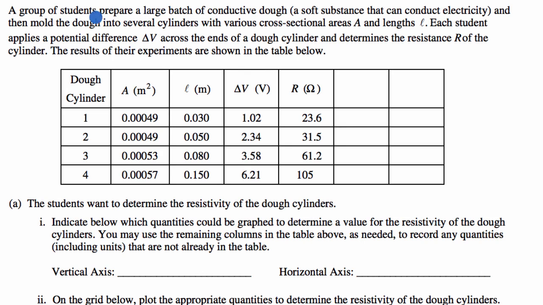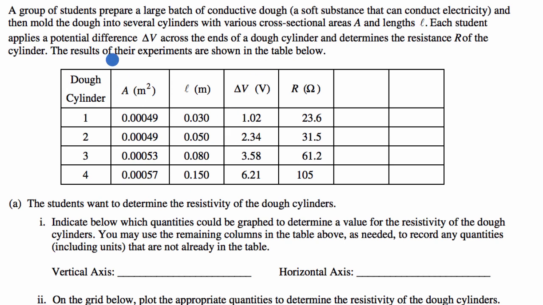A group of students prepare a large batch of conductive dough, a soft substance that can conduct electricity, and then mold the dough into several cylinders with various cross-sectional areas A and lengths L. Each student applies a potential difference, delta V, across the ends of a dough cylinder and determines the resistance of the cylinder. The results of their experiments are shown in the table below.